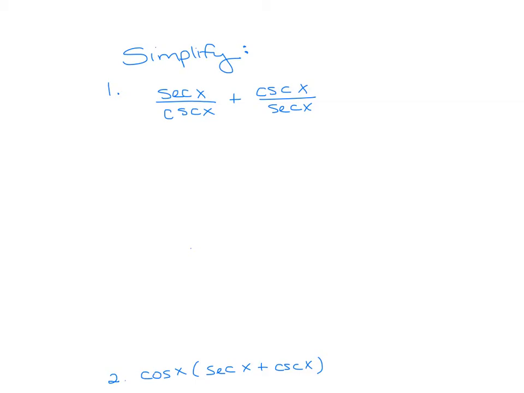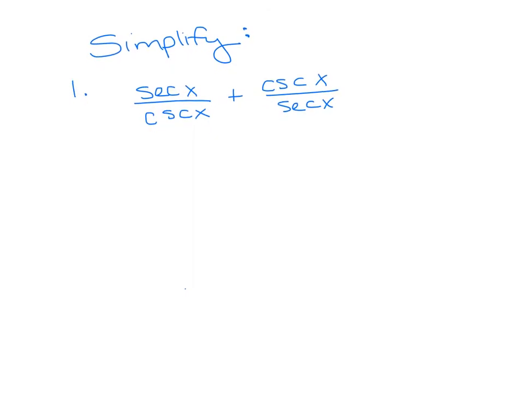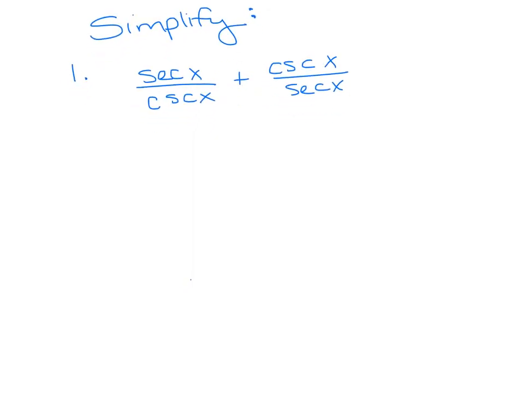So what I can do here is work with each one separately. So let's do this one first. And I'm going to change secant into its reciprocal. But first let's remember that this fraction bar means division. So let's write this as secant x divided by cosecant x, and then now what I can do is flip it to its reciprocal. So I know secant is the reciprocal of cosine, and cosecant is the reciprocal of sine.